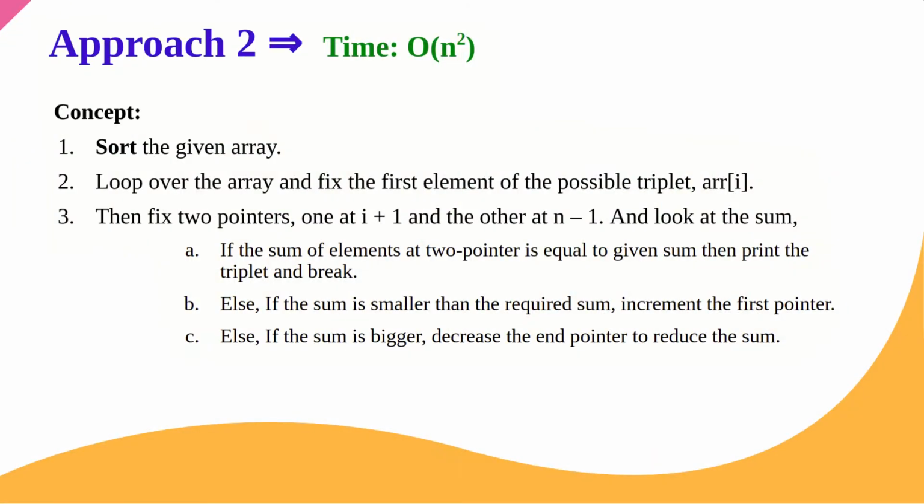Let's have a look. Approach 2, which is of order n square, is based on the logic: what if we sort the given array? If we sort the array and pick a particular element, then in order to pick the next 2 elements, we can iterate from the left hand as well as the right hand. We can pick the first element and fix it. For the other 2 elements, we start from the next element and the last element.